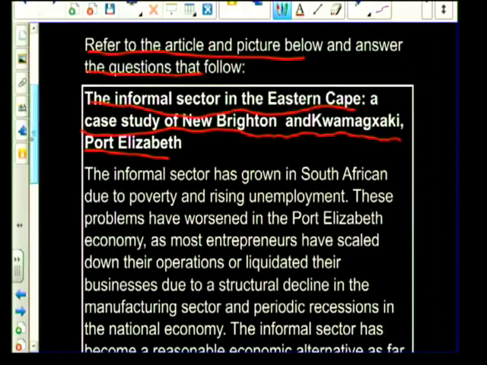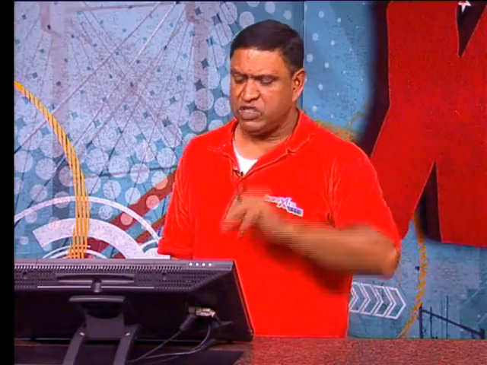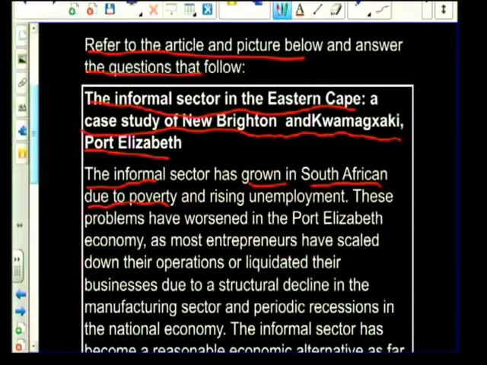Let's look at the thing here. The informal sector has grown in South Africa, specific to South Africa, due to poverty. So immediately we're picking up nothing out of this world. Poverty has caused more of an informal sector and rising unemployment. No jobs for people. These problems have worsened in the Port Elizabeth area. Learners, same thing about it. Generally, other places also will have poverty and unemployment. You understand? But we're just specifically making it to an area in South Africa. So nothing out of the ordinary.